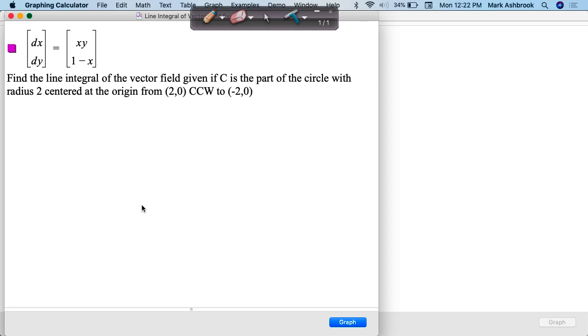Okay, so I'm going to find the line integral of this vector field, xy and 1 minus x, given that C is the part of the circle with radius 2, centered at the origin from 2, 0 to negative 2, 0. So let's graph. I have not graphed the curve, but I'll show you the vector field.